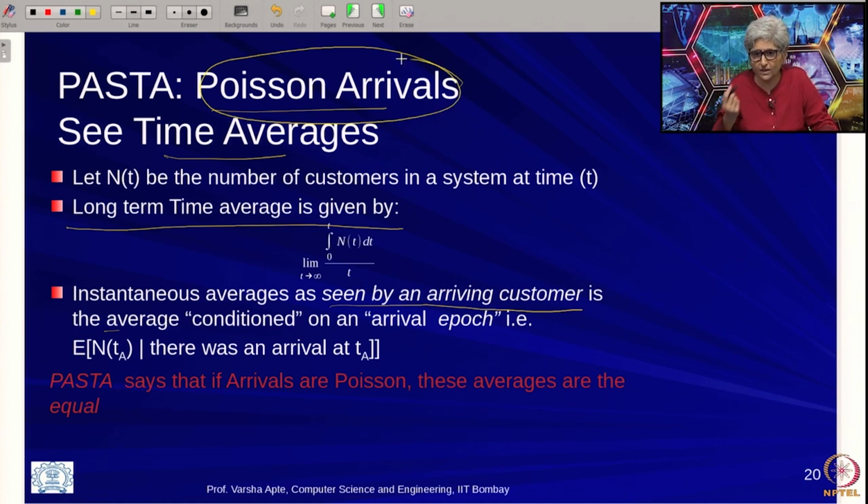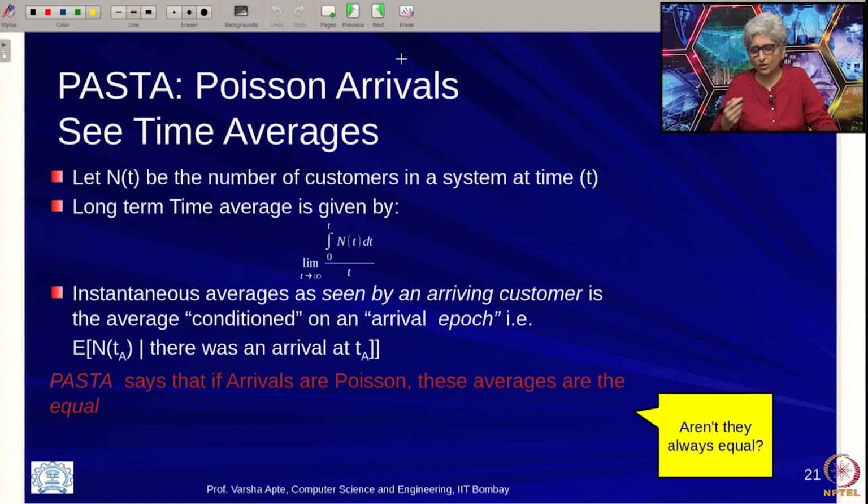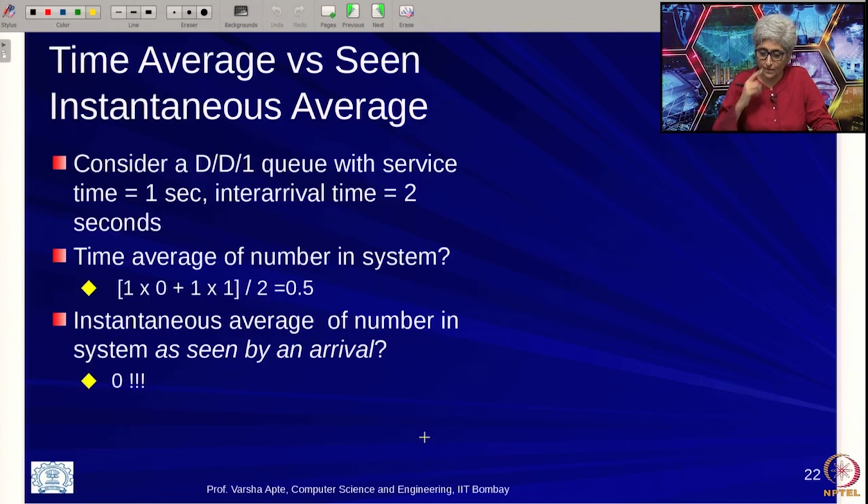Okay. So, again it seems a little non-intuitive. If I am observing a graph of that N(t), at least on an average, you can have different values, but on an average should not an arrival see whatever is the average the system has? But this is not the case. I will give an example. So, consider a D/D/1 queue with service time equal to 1 second and inter-arrival time 2 seconds.